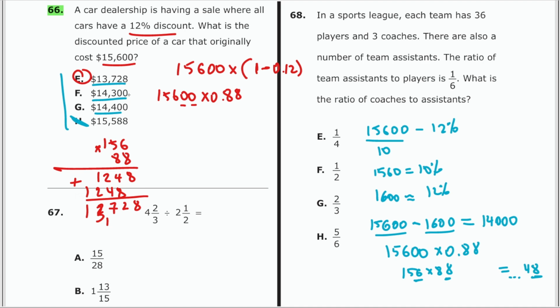You see how this ends in 0? You see how this ends in 0? So F and G go. The answer is E because it does end with 8. The answer is E. That's it.